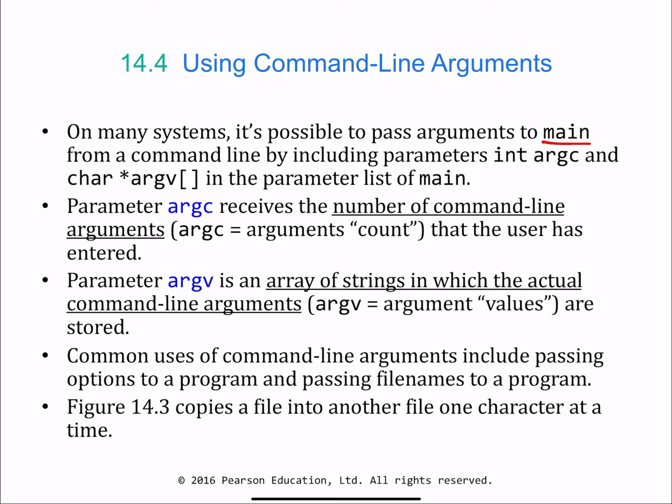Now, the argument list for the main function that we've used so far was void. We haven't been passing anything to the main function. But there is an alternative. There are two standard arguments you can put in the argument list of main, and they are an integer, argc, and a character pointer, argv.